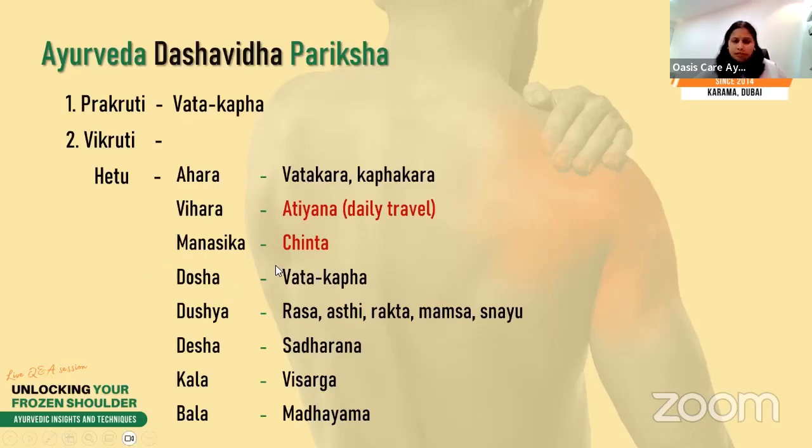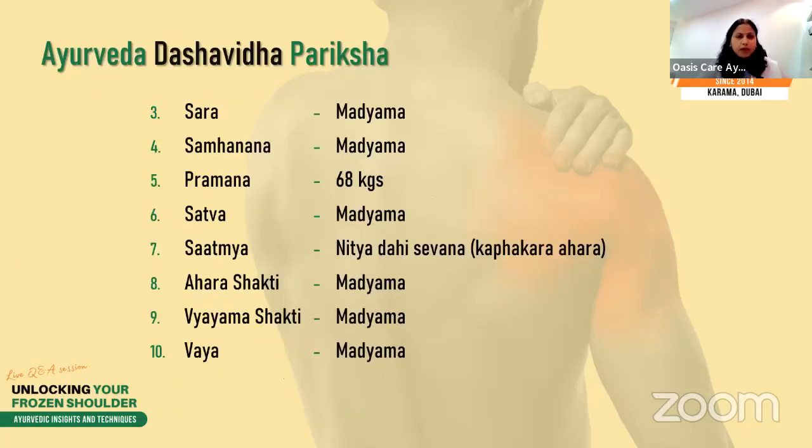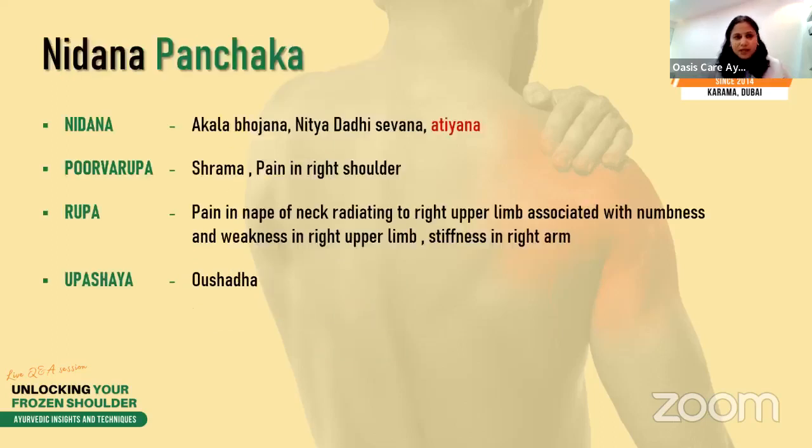Then dosha, as I told, vata kapha. I'm not going to go into too much detail, as I said. We will see it in many other ways also. Sara, Samhanana, Pramana, Sattva, these are all very much Ayurveda terminology. I'm not going too much into detail on this.